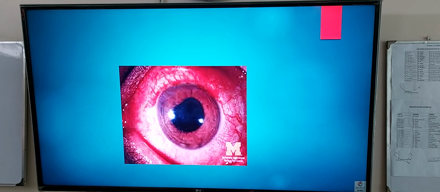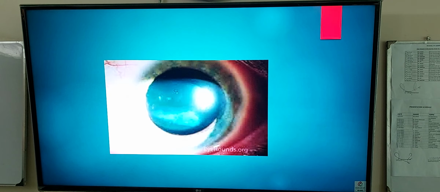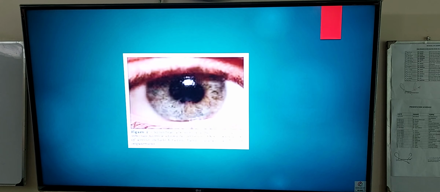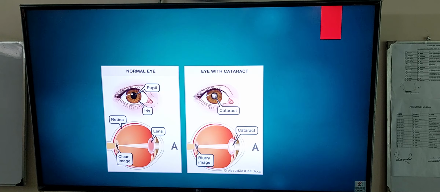This is usually not present, but sometimes it is present. It appears like this: conjunctival congestion. This is band keratopathy. Again, band keratopathy. This is synechiae formation in prolonged and undetected cases. This is a mild inferior synechiae formation in the initial cases. This is cataract formation.